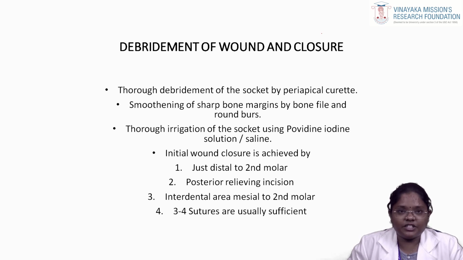Initial wound closure is achieved by placing a suture just distal to second molar. Posterior relieving incision should also be sutured. Interdental area mesial to the second molar is sutured, and 3 to 4 sutures are usually sufficient.